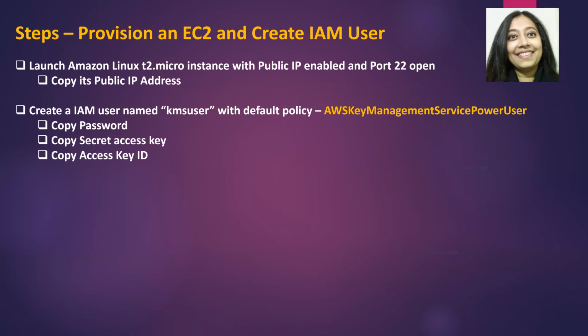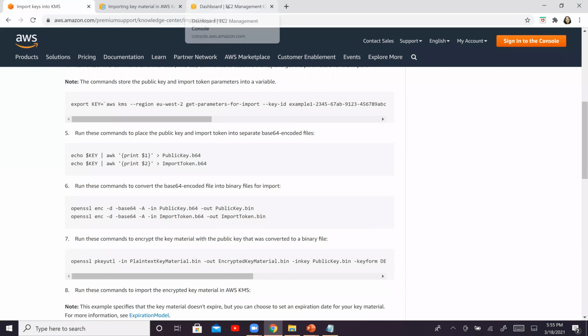Let us begin. The first thing that we are going to do is provision an EC2 instance and create a user. The username is going to be KMS user. So let us start with provisioning a T2 Micro Linux EC2 instance with public IP enabled and port 22 open. Once you provision your EC2 instance, ensure that you copy its public IP address. So let me switch to my AWS console.